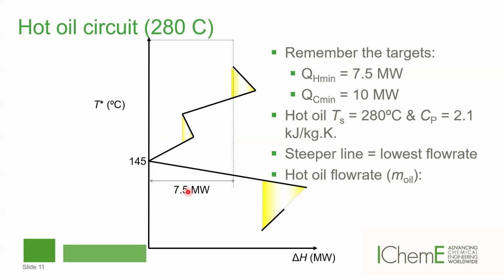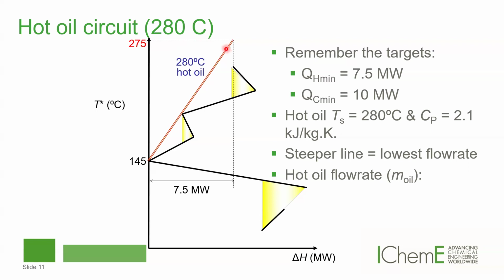So let's say hot oil is to be supplied at 280 degrees Celsius, given its CP value right here. What we need to do is place the hot oil circuit at this point, 275 instead of 280, because of the temperature shift. And then, located on the grand composite curve, if we want to minimize the mass flow rate of the hot oil circuit, we should keep it to the minimum because that would give us the minimum cost, right?